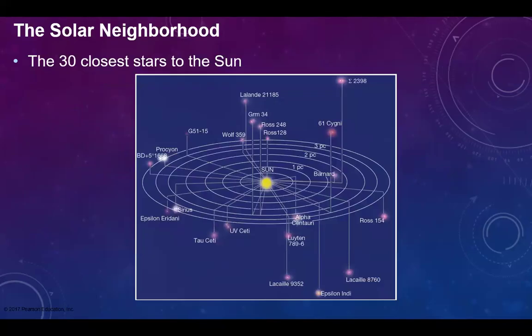So these are the 30 closest stars to the sun. Each of these circles is a distance of 1 parsec, this is 2, this is 3. So there's Alpha Centauri, it's down a bit, that's the closest star, it's a bit more than a parsec away. And these are just various nearby stars. Sirius is the brightest star in the sky because it is both close and a very bright star.